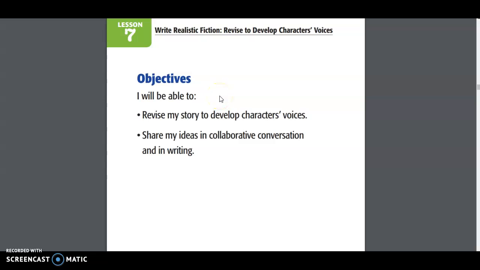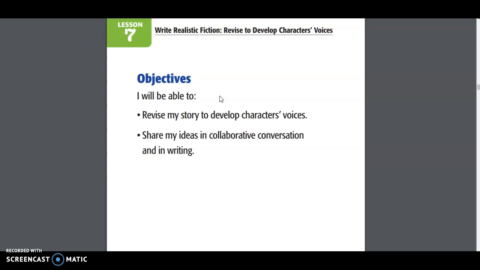Alright, boys and girls, so for your next realistic fiction writing lesson, you are going to start to develop your characters' voices even more. You have written good descriptions and dialogues to develop your characters, okay? But today you're going to look at your characters and examine them to make sure they're really developing their voices. So you're going to revise your story, develop your characters' voices, and then share your ideas with a partner.